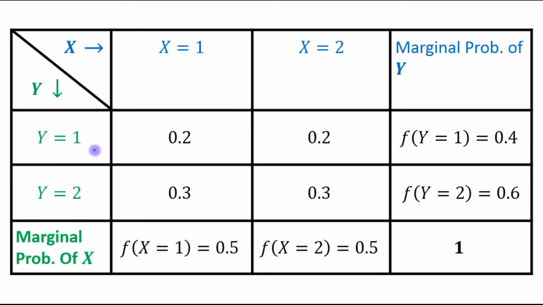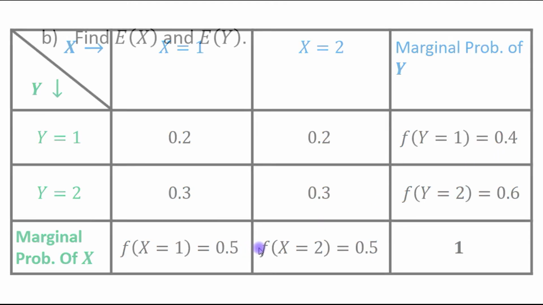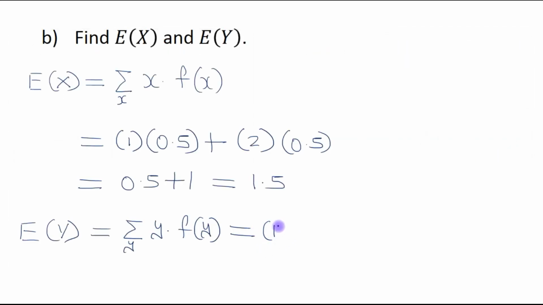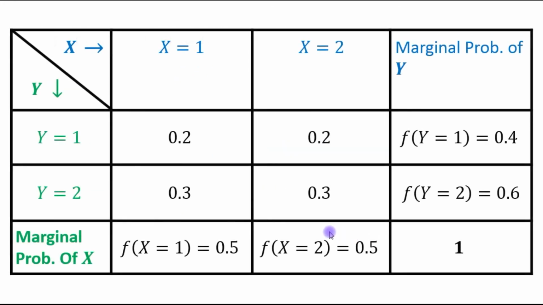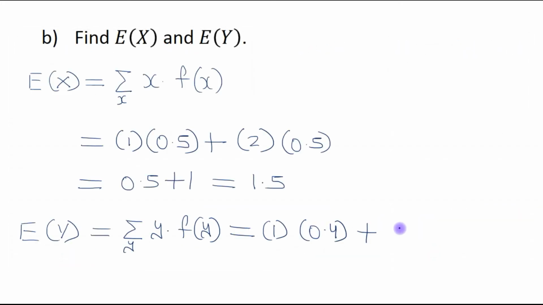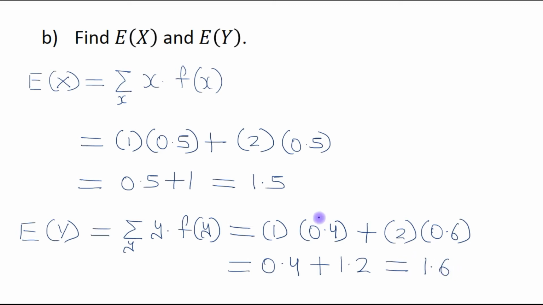Okay. Now let's calculate expected value of y. When y equals to 1, its probability is 0.4, plus when y equals to 2, its probability is 0.6. 0.4 plus 1.2, which is 1.6. So expected value of x is 1.5 and expected value of y is 1.6.